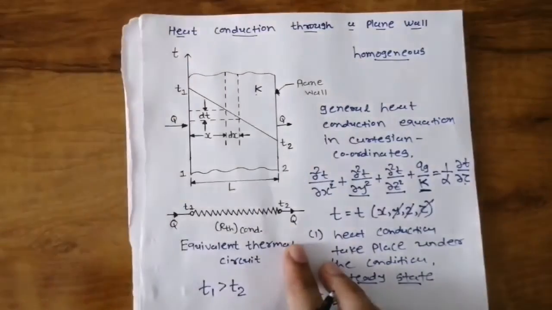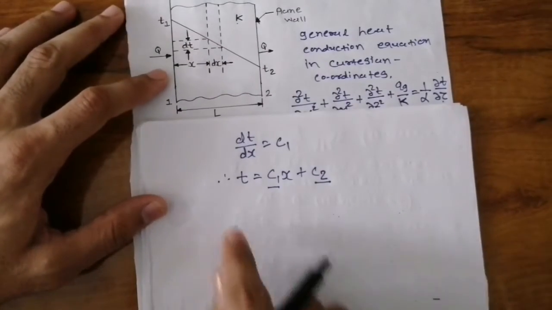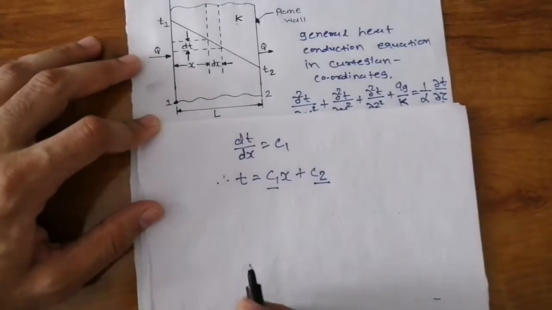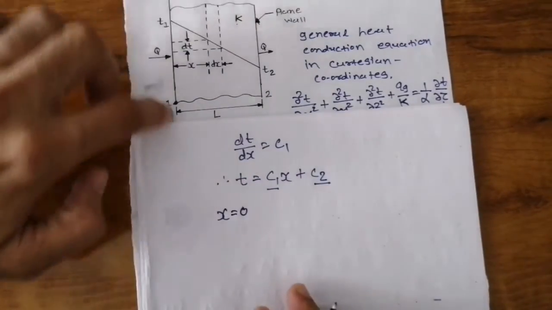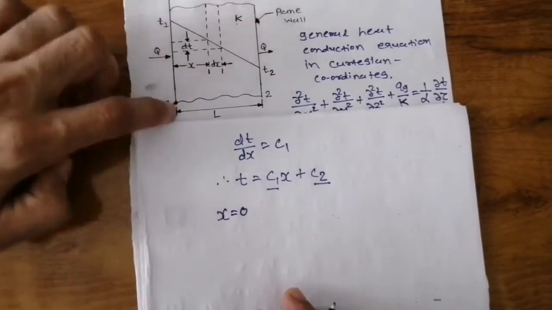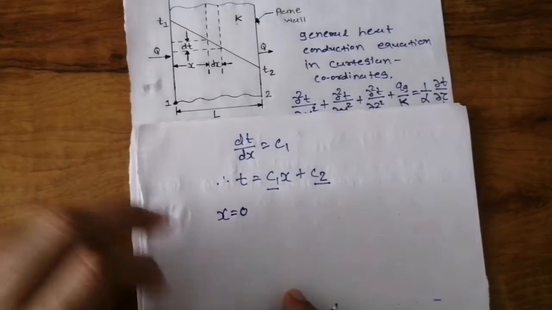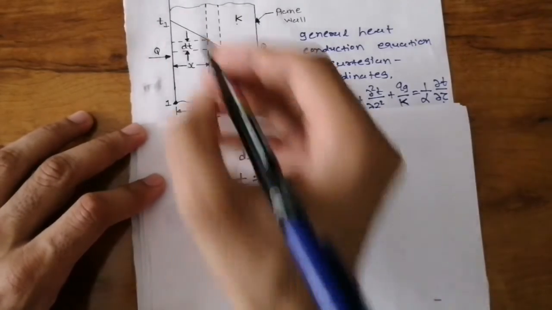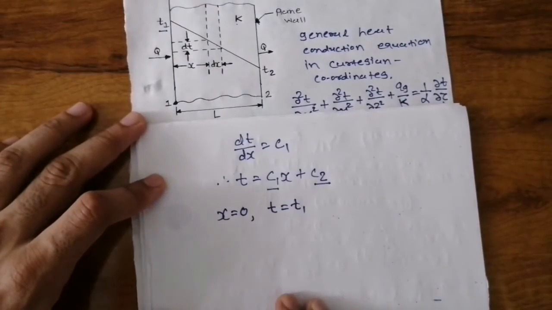So suppose I consider phase 1. What will be our boundary condition for phase 1? At phase 1, we consider our point at x is equal to 0. Initially, that will be our reference line, where the thickness of phase 1 is 0, x is equal to 0. So what will be our temperature? T is equal to T1. You can see here T is equal to T1. That is our first boundary condition.